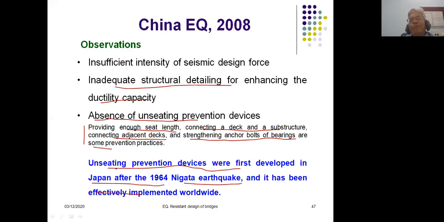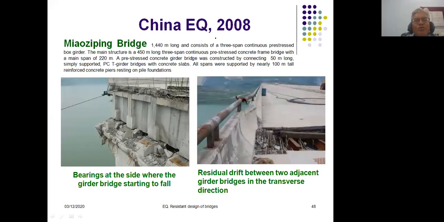Otherwise, we have seen in the Kobe earthquake, the spans were intact and collapsed from the seating width. So we need to ensure in the design that such unseating prevention devices are incorporated. So this is the China 2001 Miaozhoping bridge. It was 1400 meters long, consisting of three-span continuous prestressed box girder. The main structure is 450 meters long, a three-span continuous prestressed concrete bridge.